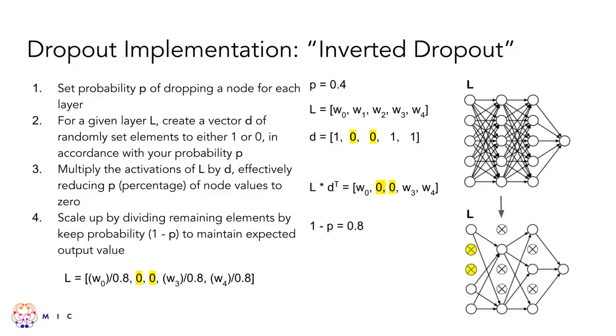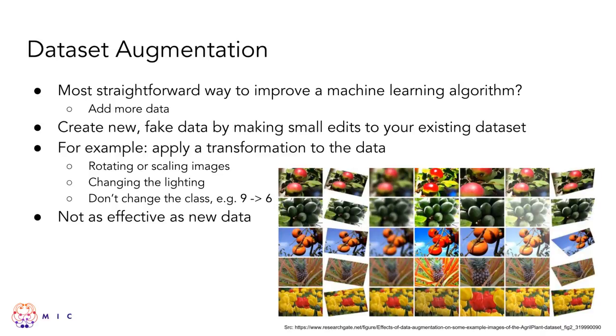Oh, cool. So the last technique that I'm going to talk about is dataset augmentation. The most straightforward way to improve any machine learning algorithm is to just give it more data. But you don't always have a huge wealth of data available to you, and not always for the specific problem that you're trying to solve. So what you can do if you need more data is to create new fake data by making small edits to your existing data set. You want to change it just enough so that it could be considered new data, but not so much that it changes the classification.